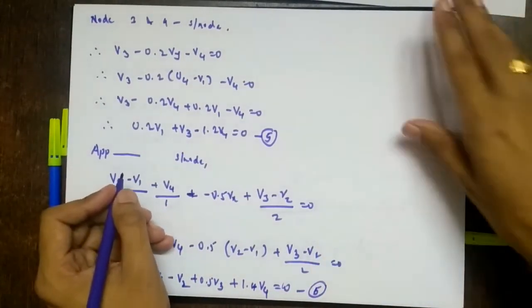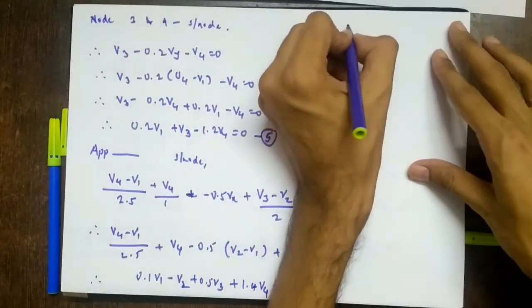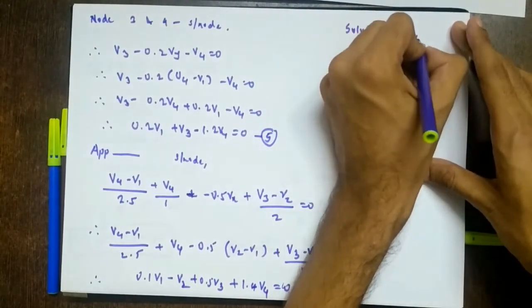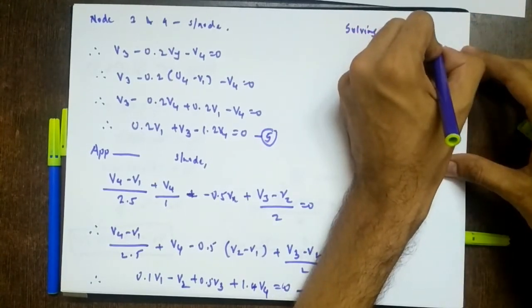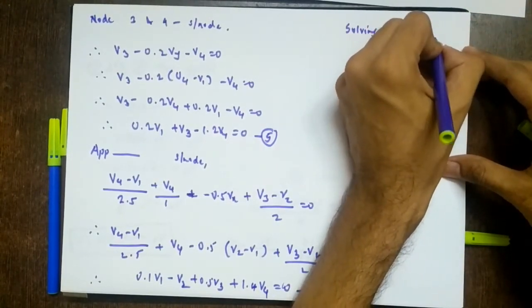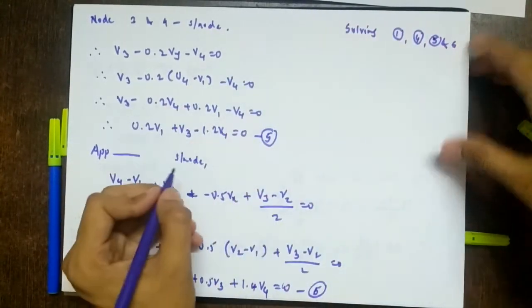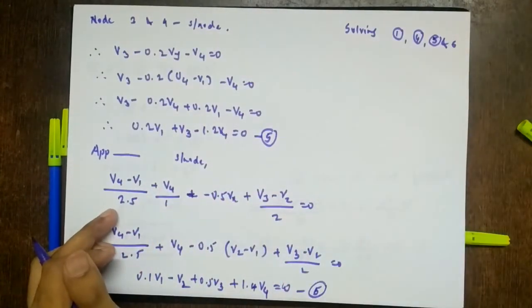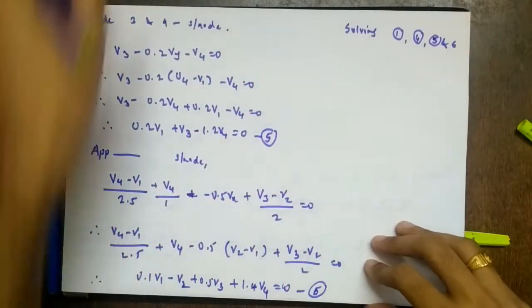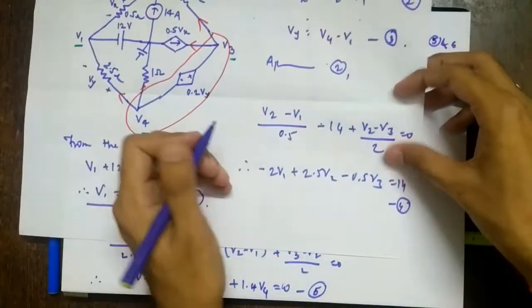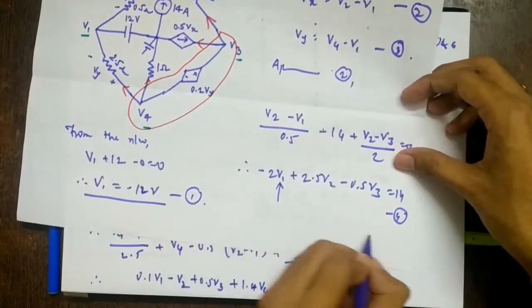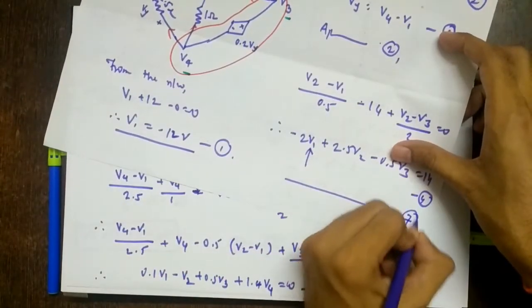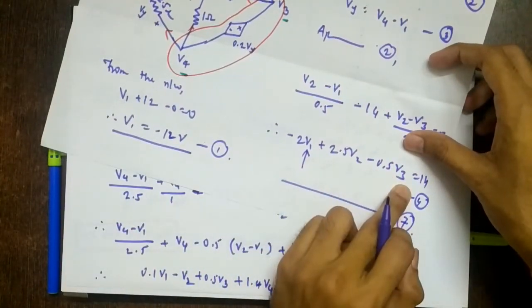So what will we do next? Solving equations 1, 4, 5 and 6. So we are getting 4 equations. So we cannot solve in calculus. But we know that V1 is minus 12. So substitute minus 12 in all the equations. So what will happen? So I will not solve this. This is your homework. Substitute minus 12 here. So we'll get one equation. Right? Let's say it is equation number 7. So you have equation number 7 in terms of V2 and V3.